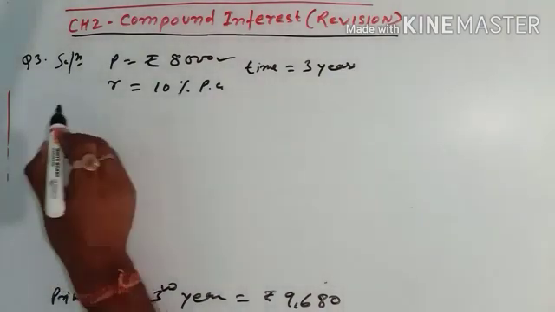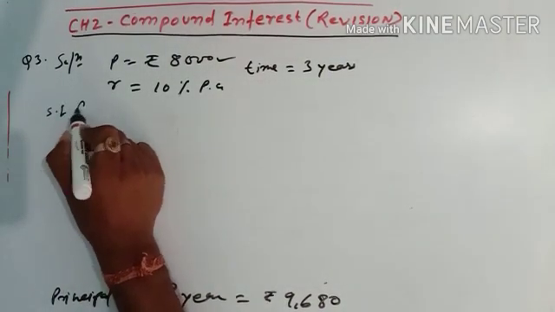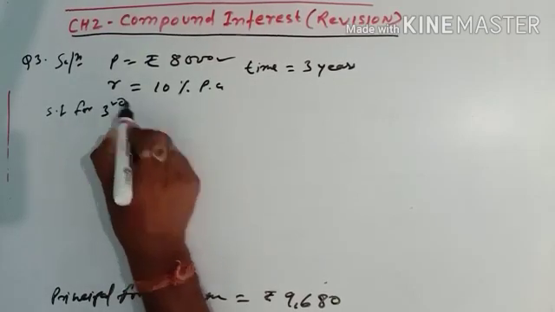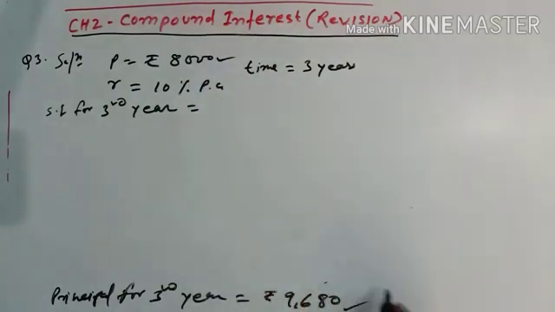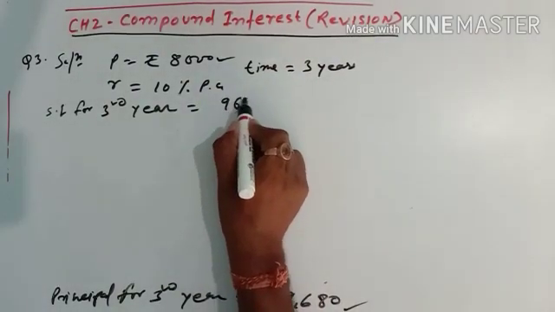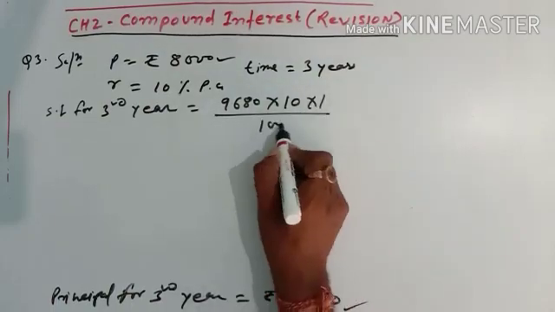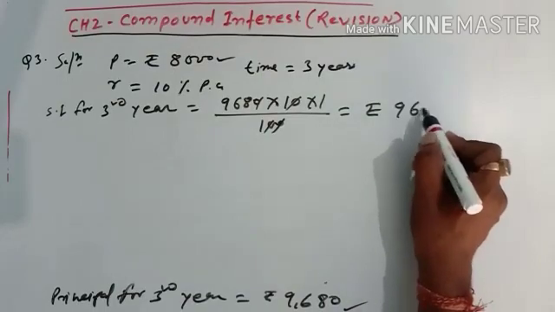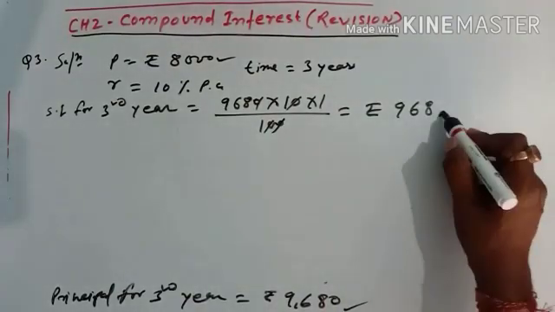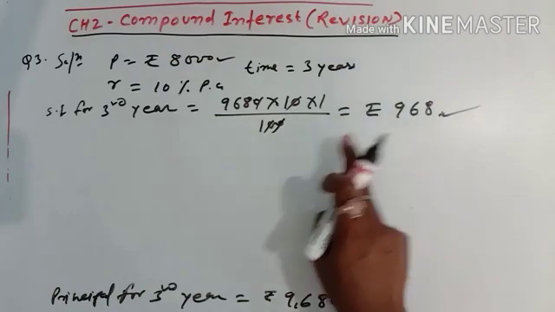Now here, simple interest for the third year. Again, the formula: principal was 9,680 into rate 10%, again for 1 year. Just calculate, cancel it, you will get rupees 968. This is the interest at the end of third year.